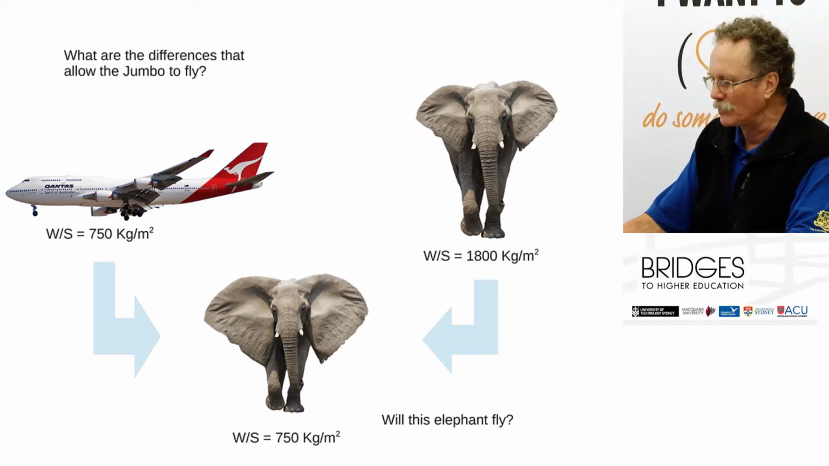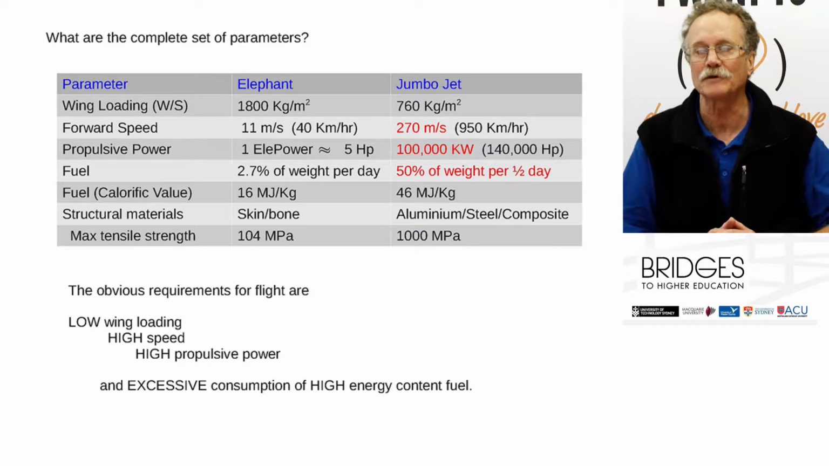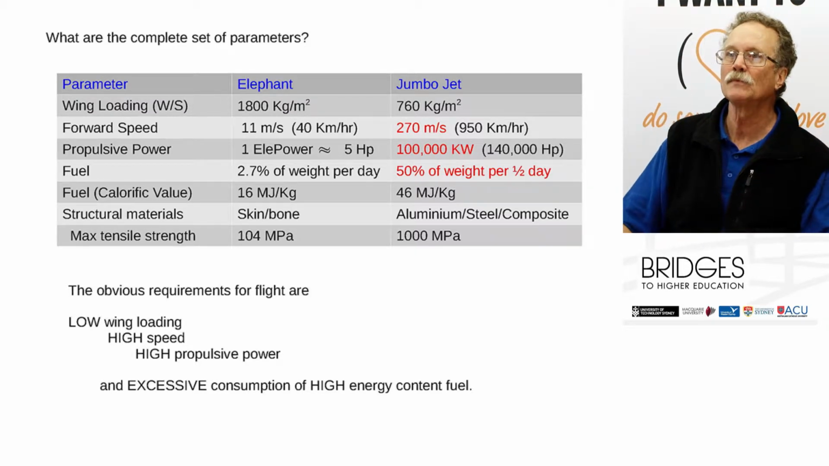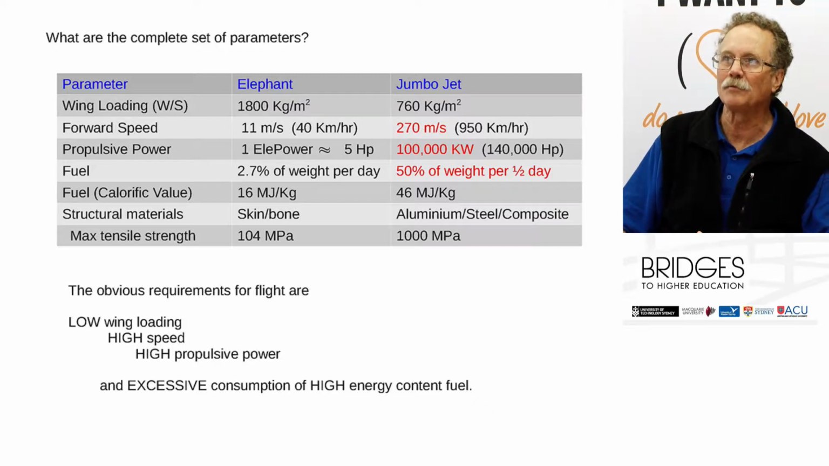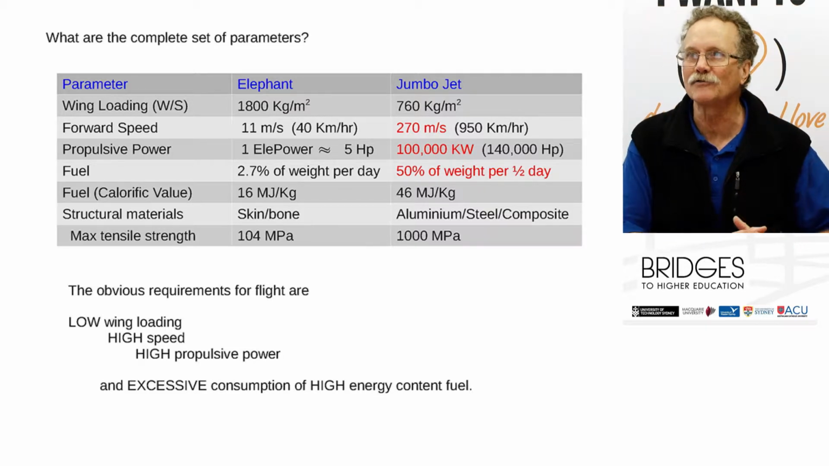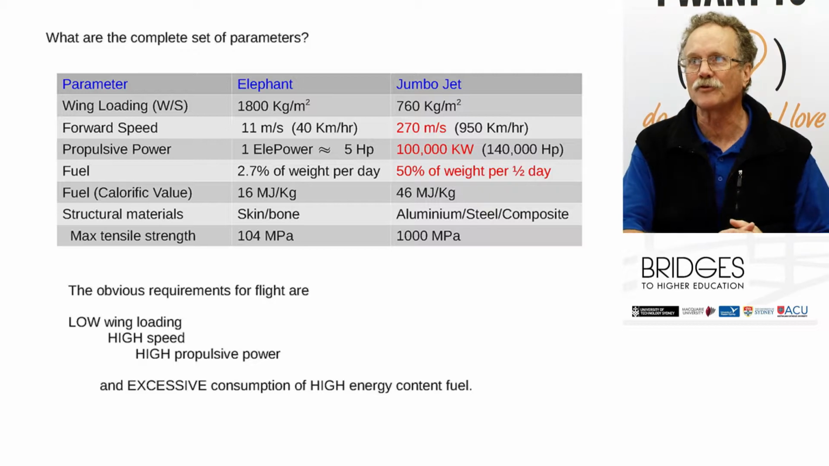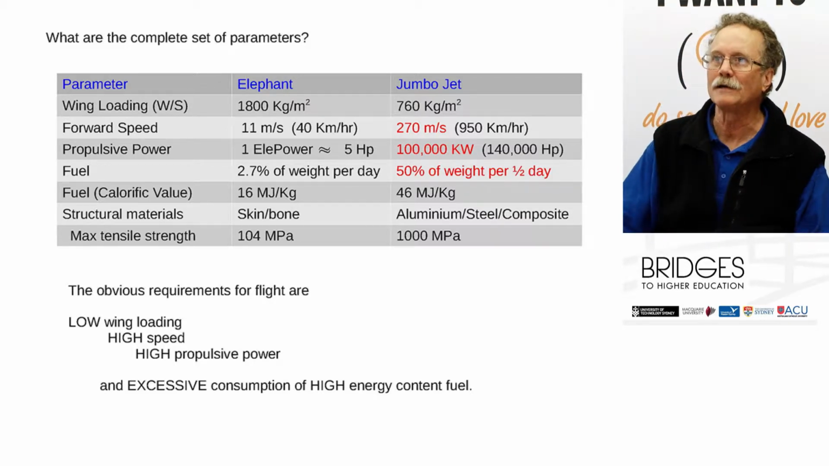But what are the other parameters? What other things should we be looking at? So if we look in detail, we'll see, as we saw a minute ago, the wing loading. Elephants are a little bit heavy compared to the size of their lift capability, whereas jumbo jets are a bit lighter. The forward speed. Elephants run at around about 40 kilometres an hour. Jumbo jets fly at around about 950 kilometres an hour. Now that's a really big difference. So that's one parameter that is going to be very important to make a difference between elephants and jumbo jets.